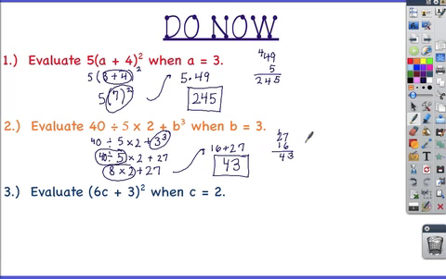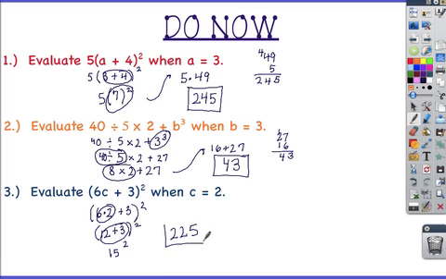And finally, evaluate the quantity of 6c plus 3 squared when c equals 2. So I have 6 times 2 plus 3, and that entire quantity is squared. Inside the parentheses, we have multiplication and addition, so we begin by multiplying 6 times 2, which is 12, recopying everything. Next comes parentheses. 12 plus 3 is 15, and then we square that to get our answer of 225.